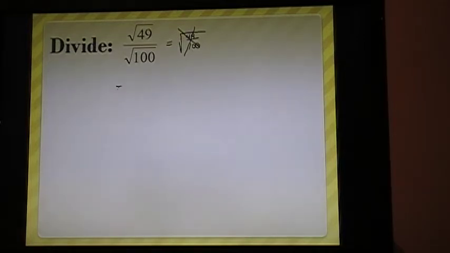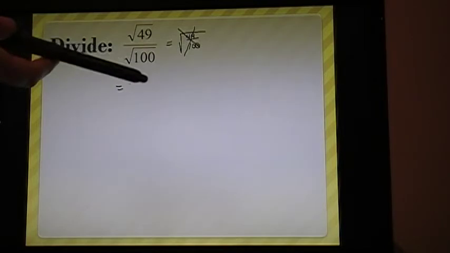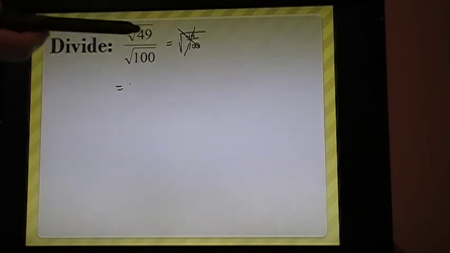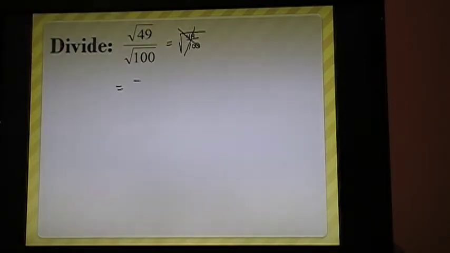So I know my 3 conditions: I want all my radicals simplified, if the fraction simplifies I want it simplified, and I want no roots in the bottom. Often I'll look at the radicals first. Can I simplify the square root of 49? Yes, I can. 49 is a perfect square. The square root of 49 is 7. 100 is also a perfect square. The square root of 100 is 10.